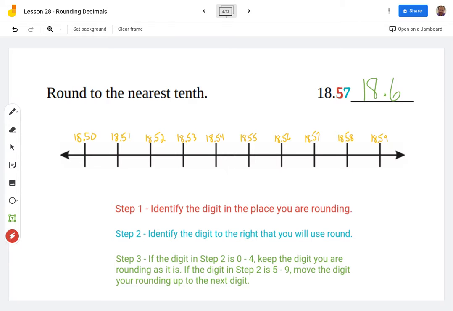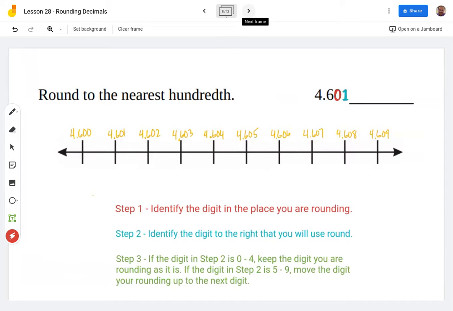And again, we can make a little more sense of this by looking at a number line. The number we're given is 18 and 57 hundredths. It is much closer to the next number up, than it is to rounding down to the 18 and 5 tenths. This distance is much further than this distance. And because this number we have is closer to the next number up, we round up.